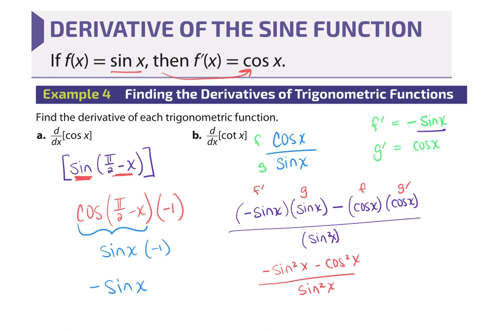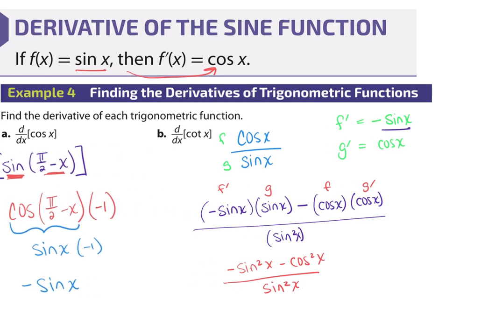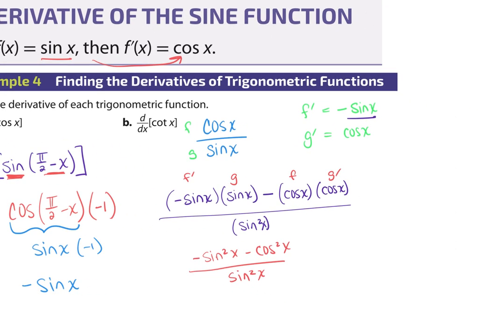So if I pull a negative out here, right, I'm going to scoot him over a little bit because we're running out of room. All right, if I pull a negative out on top, then I have sine squared of x plus cosine squared of x, right? That is a trig identity, Pythagorean identity. Sine squared plus cosine squared always equals 1. So that leaves me just a 1 on top. Negative 1 over sine squared of x.